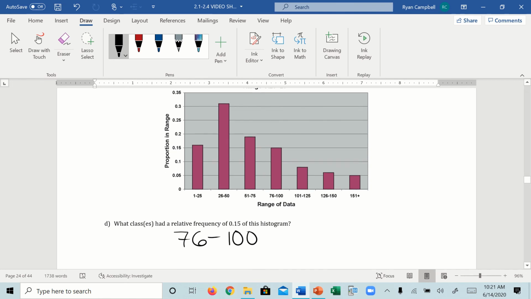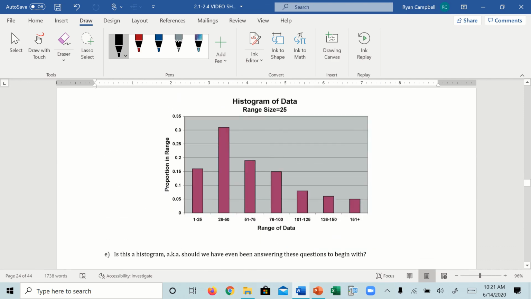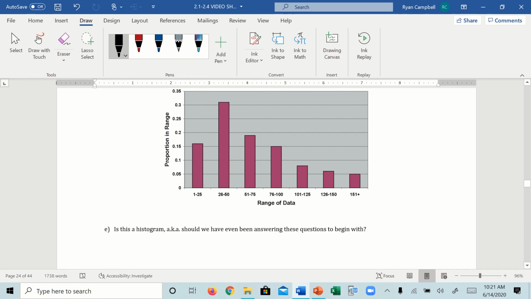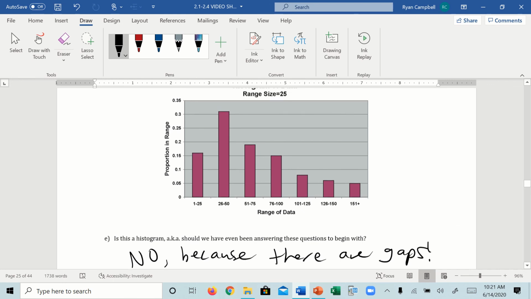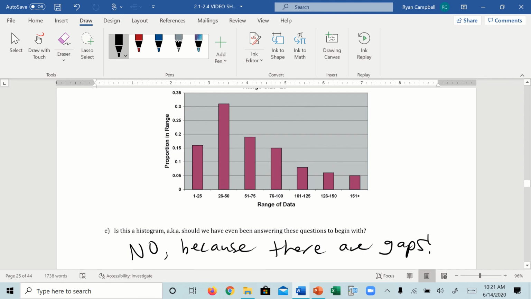All right, now some of y'all might have been screaming at me this whole time, which is great. I hope you were. Because part E, which you don't have on your chart, is this a histogram? AKA, should we have been answering these questions to begin with? No, it's not, right? Why is it not a histogram? Because there are gaps. Good. So if every time I was saying for this histogram and you're like, no, it's not a histogram, you were absolutely correct. We should not have done any of these problems. But good practice anyway.